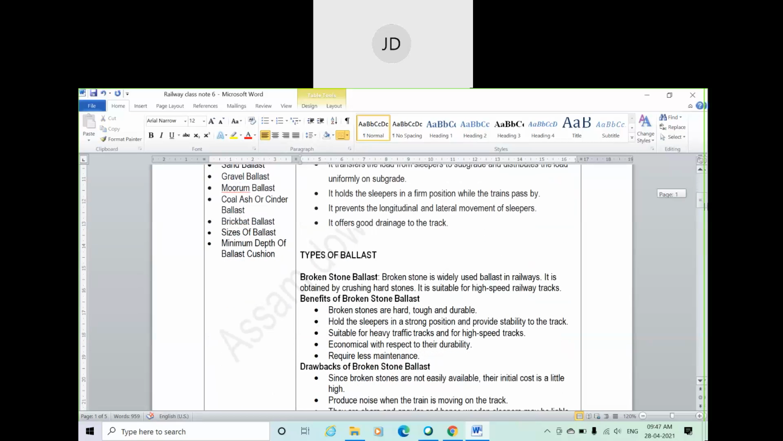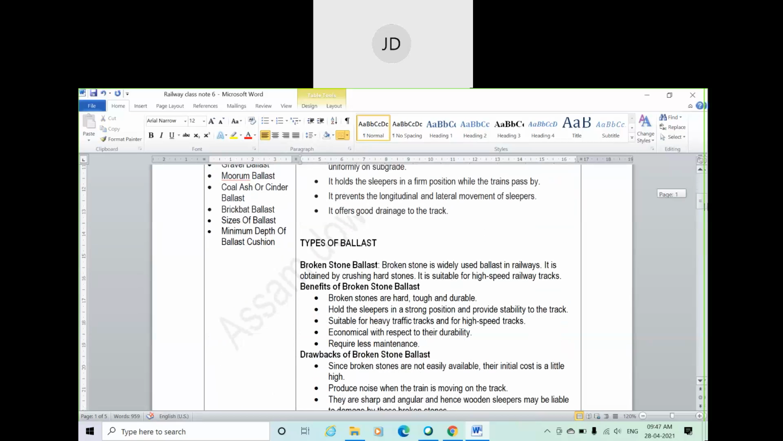Now let's discuss types of ballast. We already discussed that we can use different sizes of ballast, broken stone or any granular material. So let's discuss broken stone ballast. Broken stone is the widely used ballast in railways. It is obtained by crushing hard stones. It is suitable for high-speed railway tracks.